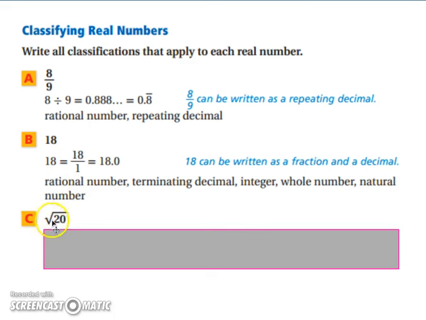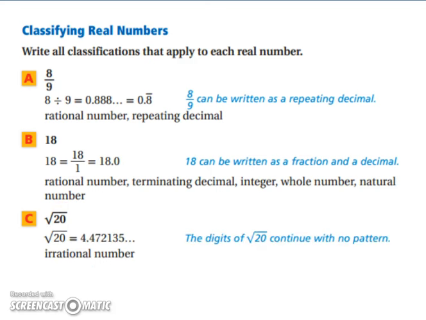All right, now we've got the square root of 20. Well, the square root of 20 is just simply irrational. It's not making any sense in the world. It's irrational. So we've got 4.472135. It just keeps changing its mind as to what numbers it wants. It's being irrational. So therefore, the square root of 20 is an irrational number.